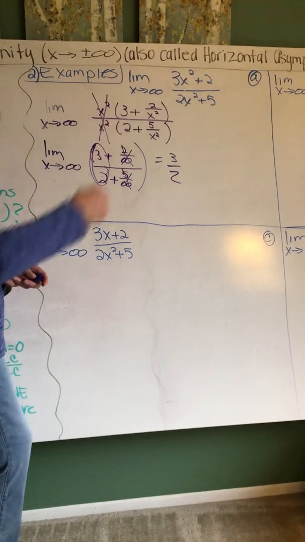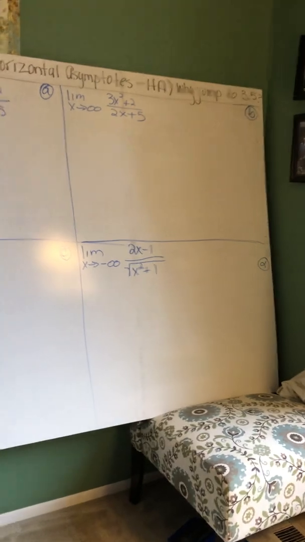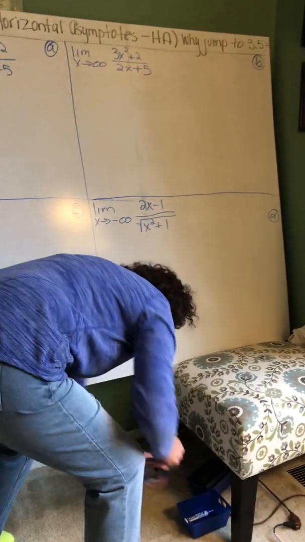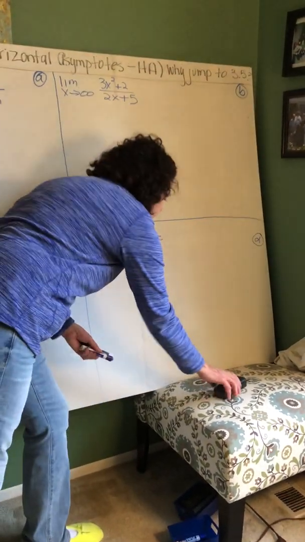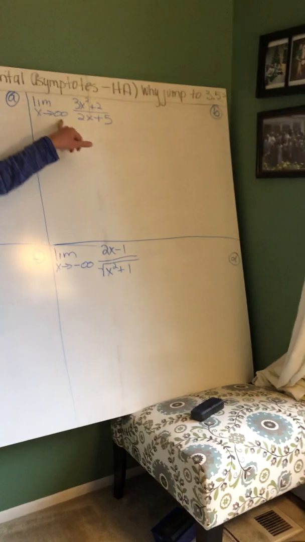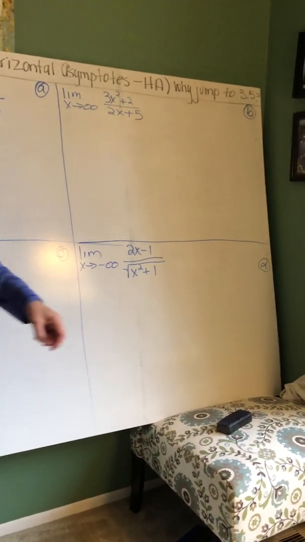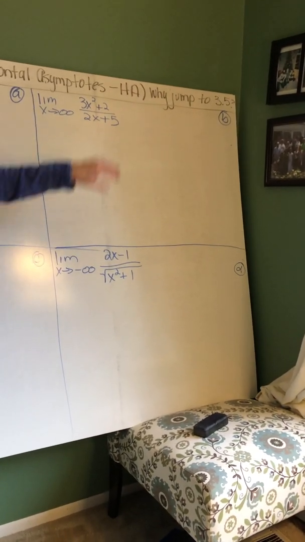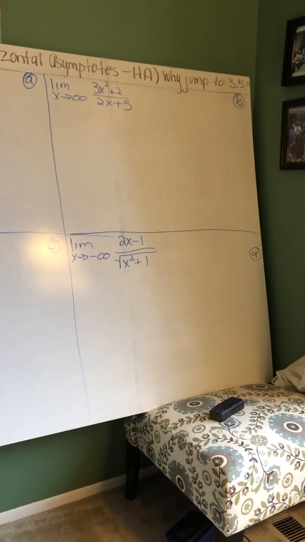Next, on B, I see that the highest degree is in x squared. Using logic, though, it looks to me like when I put infinity in using direct substitution, I do have infinity divided by infinity. But in the numerator, that infinity is being squared. This numerator is growing so much faster than the denominator. I think this limit doesn't exist.